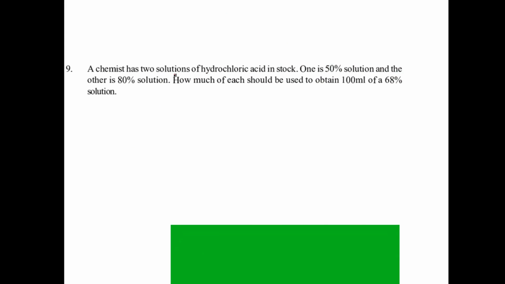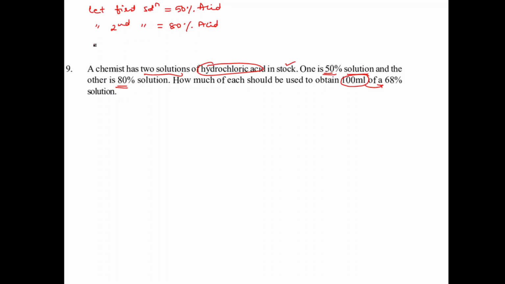A chemist has a mixture. Right now the second solution is 80% acid. Hope this is clear up to here, right? In the overall mixture, we have x ml of the first solution and similarly y ml of the second solution. If you add these two, the resultant mixture is almost 100 ml, which is the required overall amount. Good. Hope this is clear.